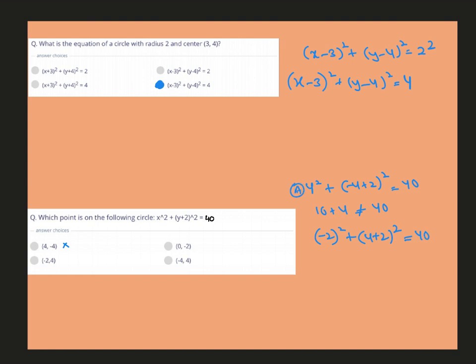This was A. We're checking for B. That's 4 plus 36. Yes, 40 is equal to 40. This is a true statement, which means this point lies on the circle. Right? So you just plug in the points in the equation and quickly check which squares add up to 40. There has to be only one answer, so I got the answer.